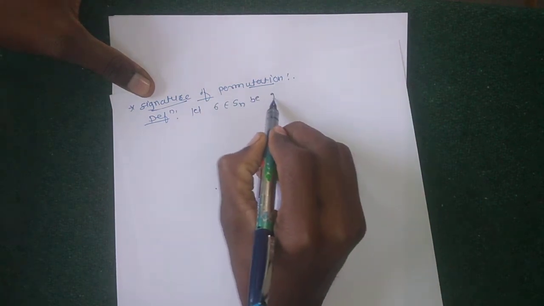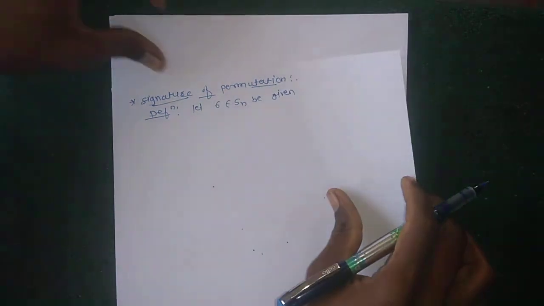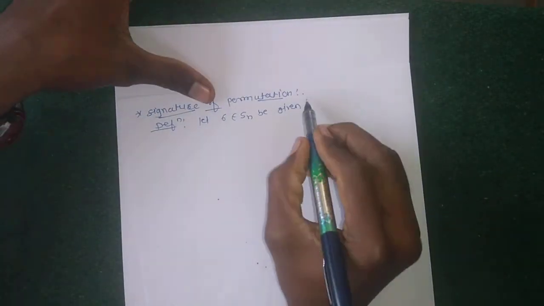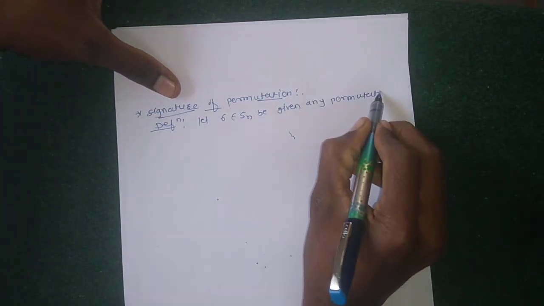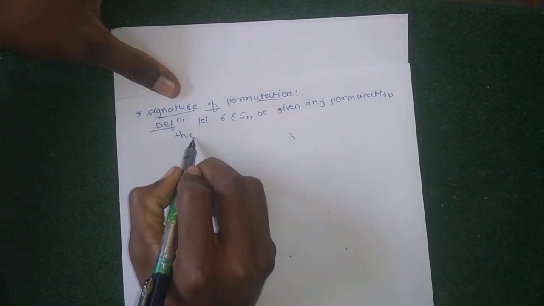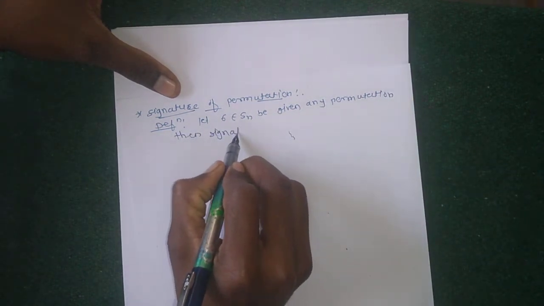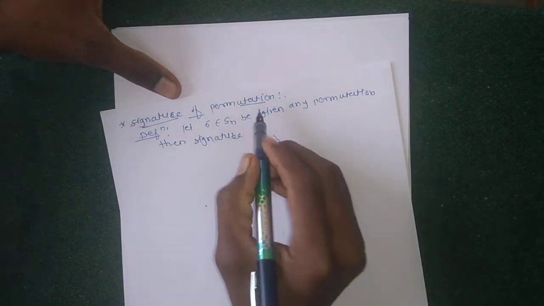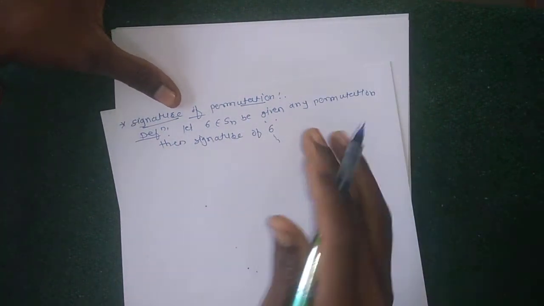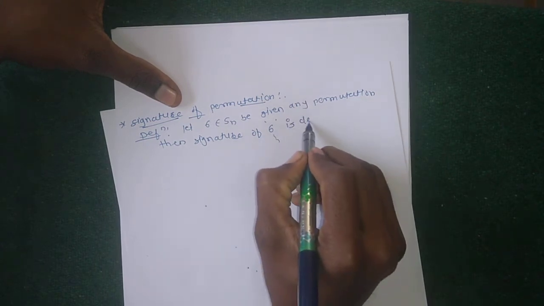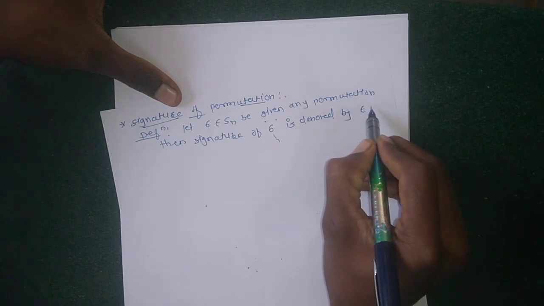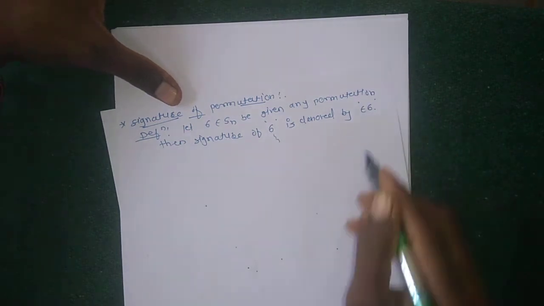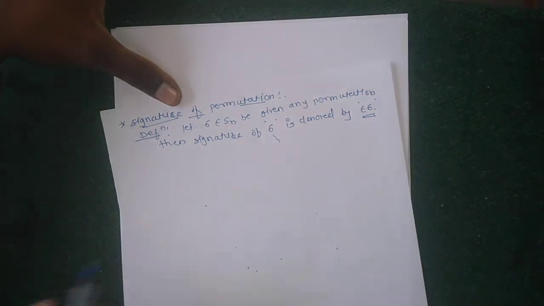Given any permutation, the signature of sigma is denoted by epsilon sigma. This is the notation of the signature of a permutation.